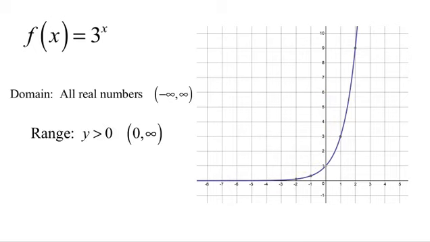So as we say, this domain, all real numbers, so from negative infinity to infinity. Range, there is no way for us to get negative values for y. So our range will consist of numbers from 0 to infinity, not including 0. And that will be the case for this function, f of x equals 3 to the x.